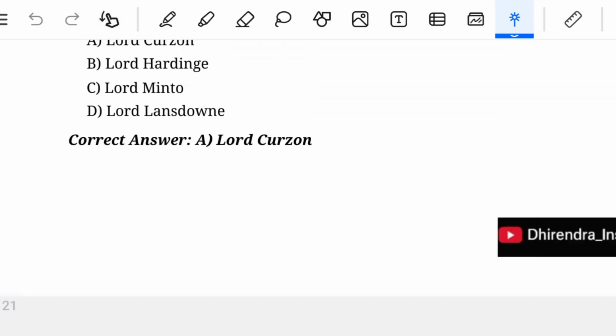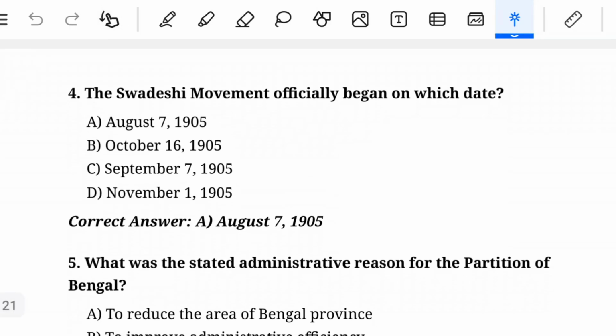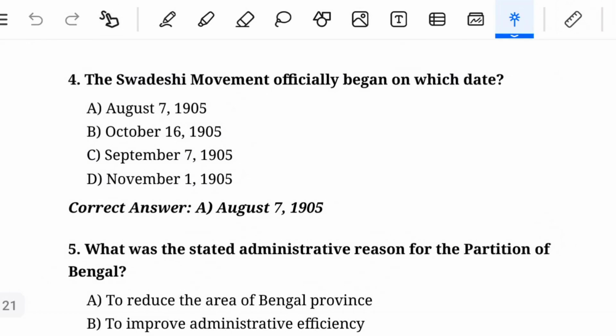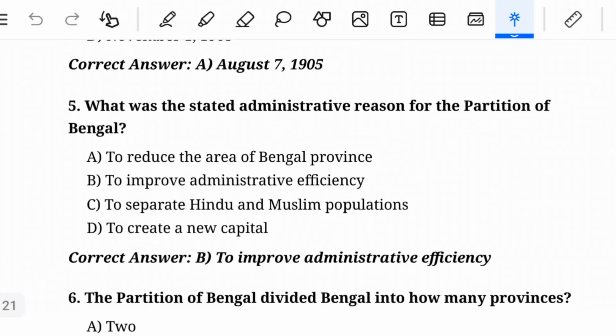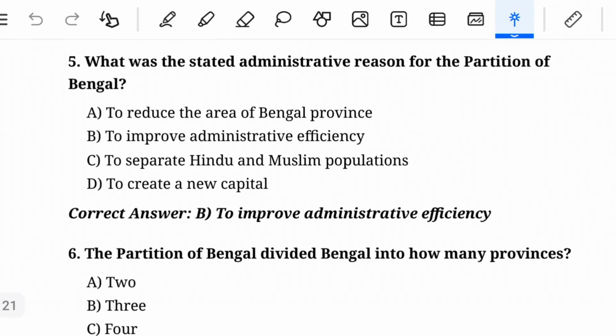4. The Swadeshi movement officially began on which date? A. August 7, 1905, B. October 16, 1905, C. September 7, 1905, D. November 1, 1905. Correct answer: A. August 7, 1905.